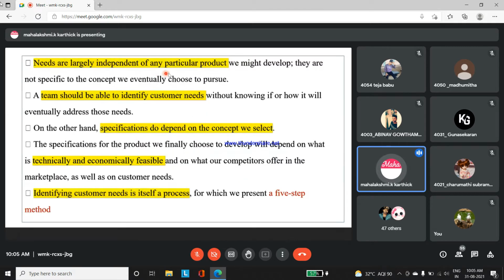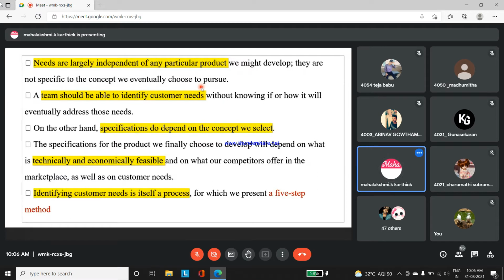Needs are largely independent of any particular product. What do you mean by needs? Necessity. The customer is in demand of this product now, at this stage. When there is a necessity, large independence of any particular product is promoted. We might develop, and they are not specific to the concept we eventually choose to pursue. We have to follow accordingly. We have to hunt for what the customer needs nowadays. So that is called independent of any particular product you're going to think of. It depends purely on the concept, the need, the necessity.